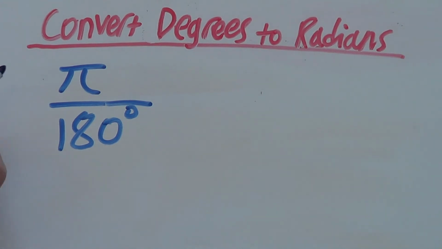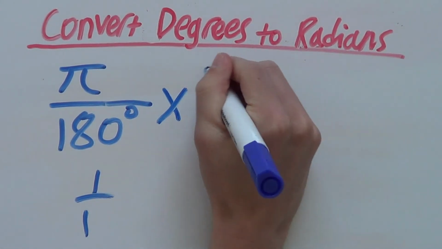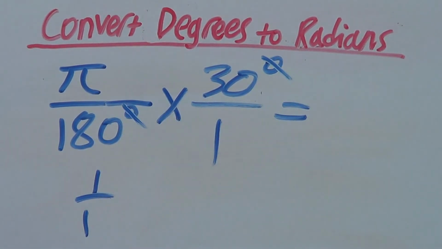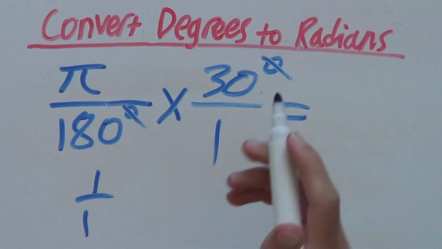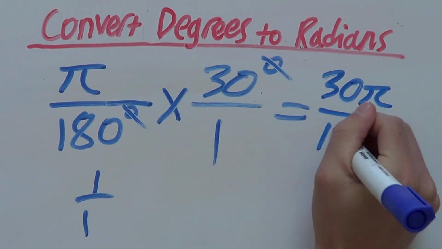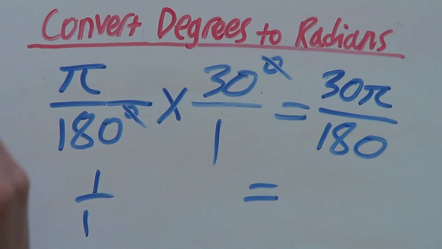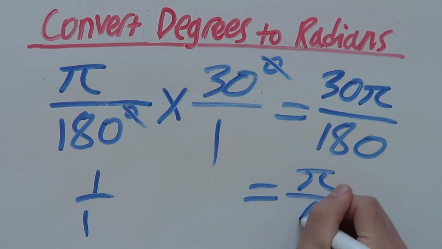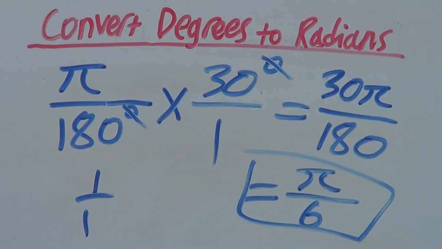So, since pi and 180 are like the same, that is similar to having 1 over 1. So when we times this by, say, 30 degrees, then our degrees will cancel out, since we have degrees on the top and degrees on the bottom. And all we'll be left with is 30 pi over 180 without any degrees. So we're now in radians. And then once we simplify, we get pi over 6 radians. So that is why this formula works. And if you can understand that, you are a lot ahead of the competition.